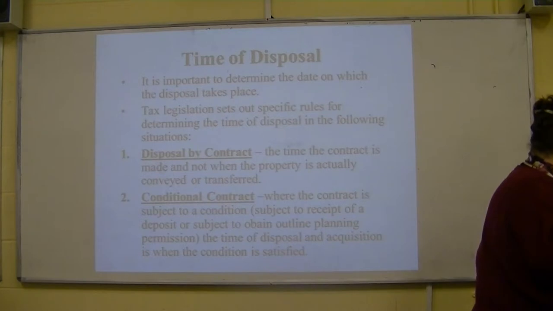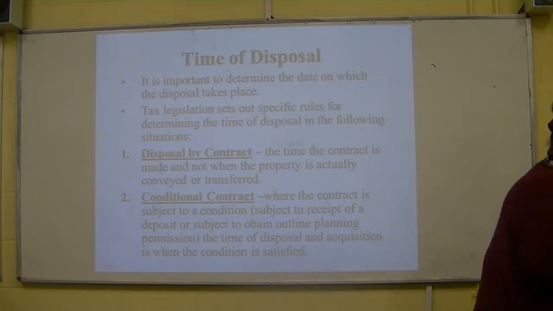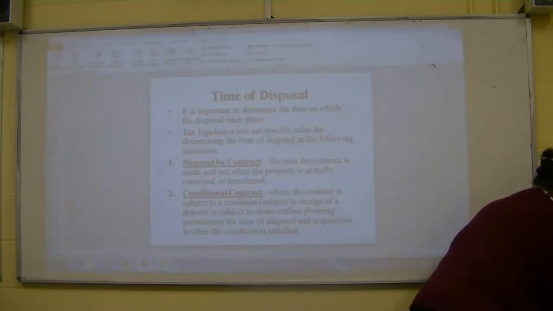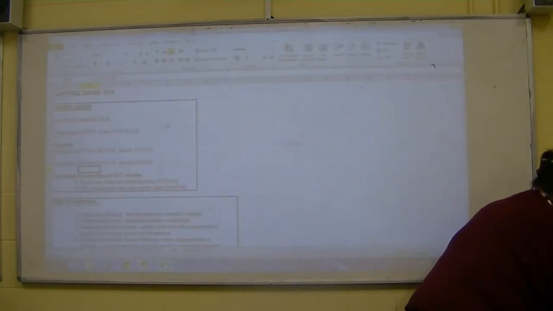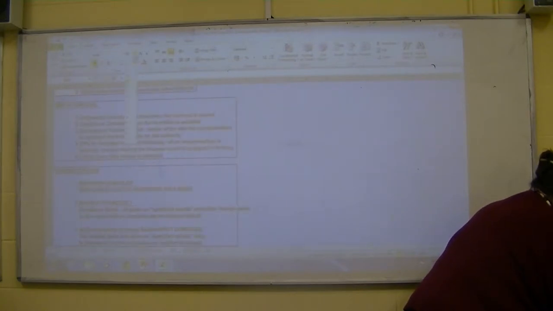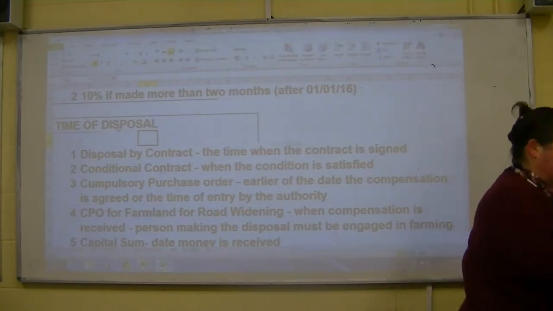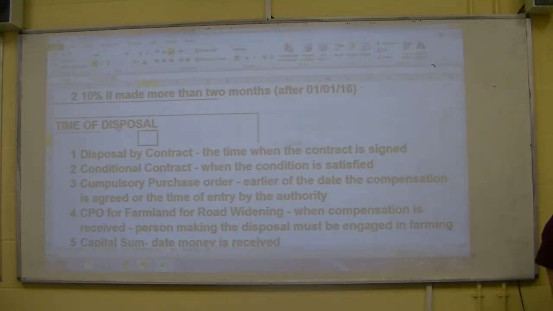Our next one is time of disposal. If you go up to the very front page, page 1, I actually have this done in a shorthand way, just to make it easier. So it's the second box on page 1, time of disposal.